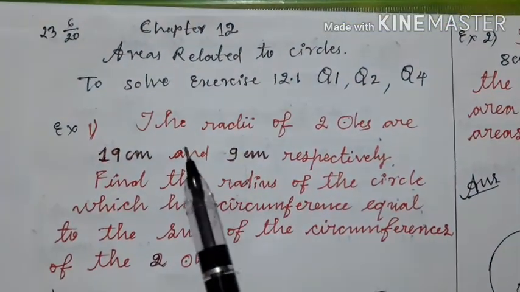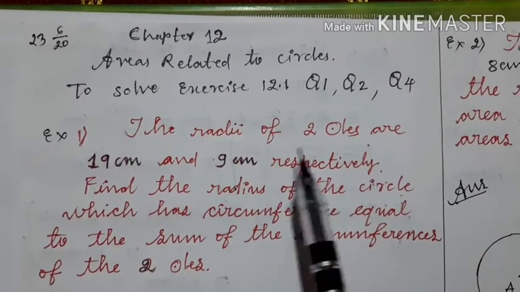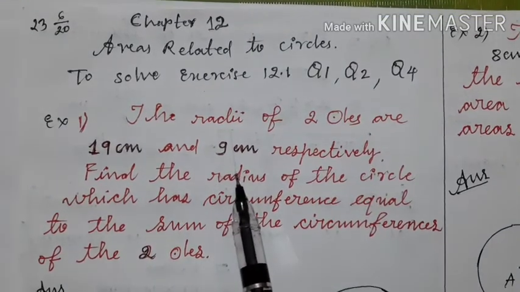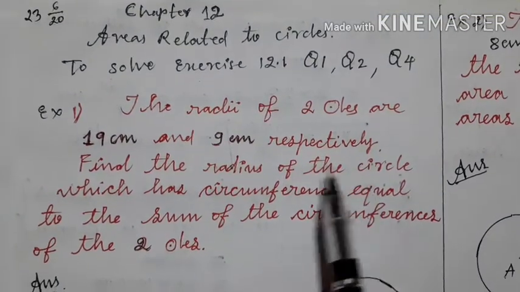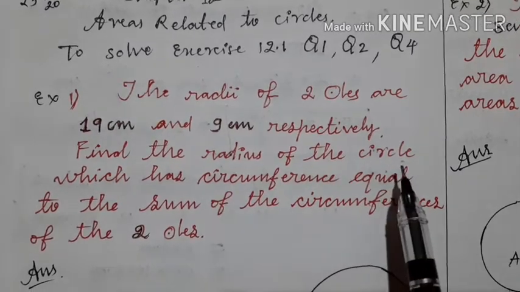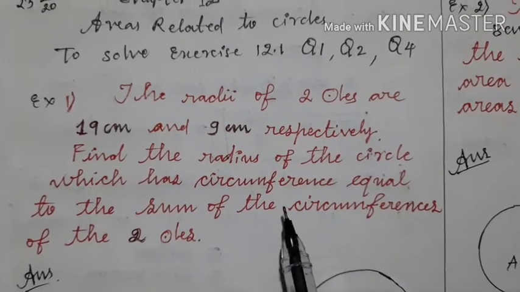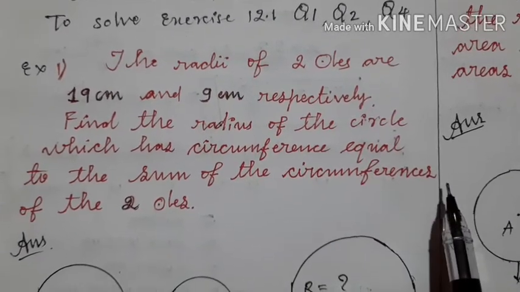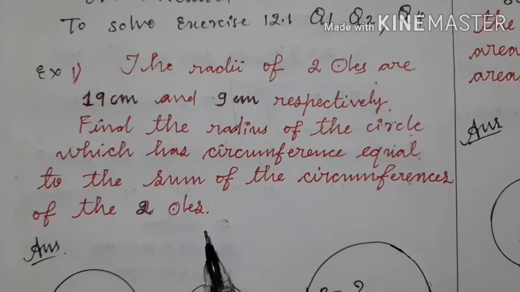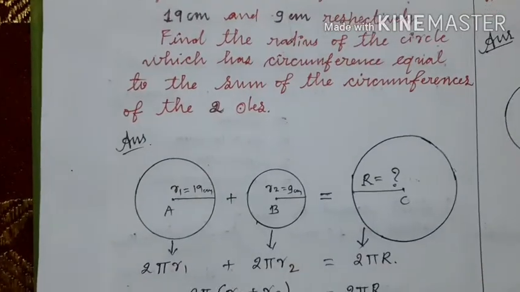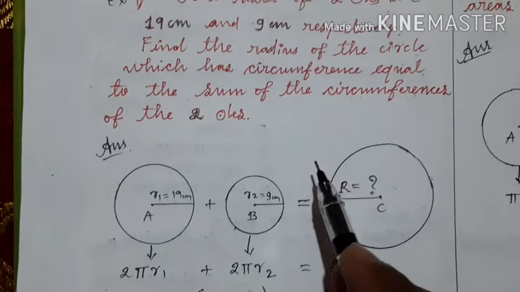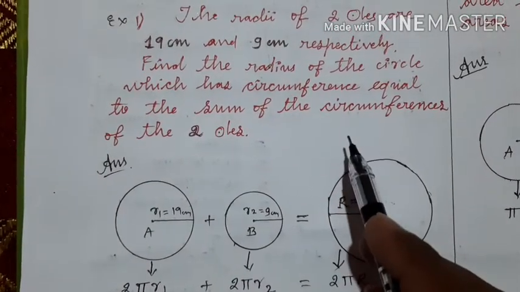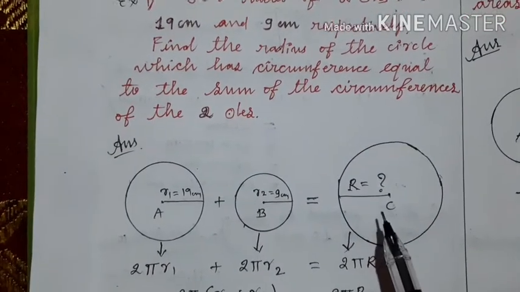The first question reads, the radii of two circles are 19 centimeter and 9 centimeter respectively. Find the radius of the circle which has circumference equal to the sum of the circumferences of the two circles. Let us analyze and understand this question first and then move towards the solution.